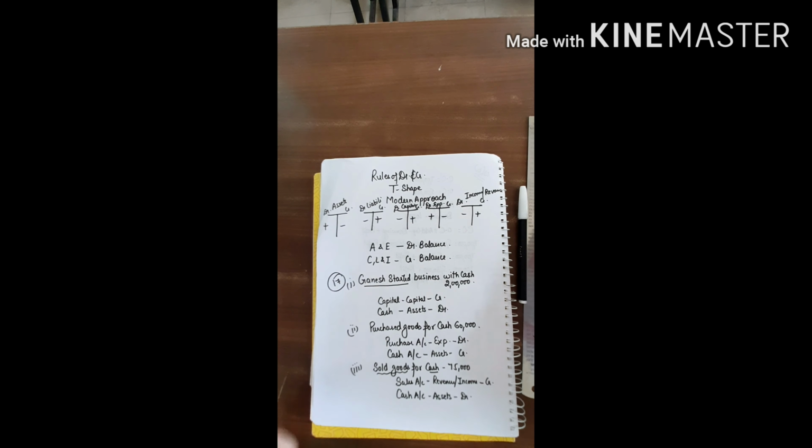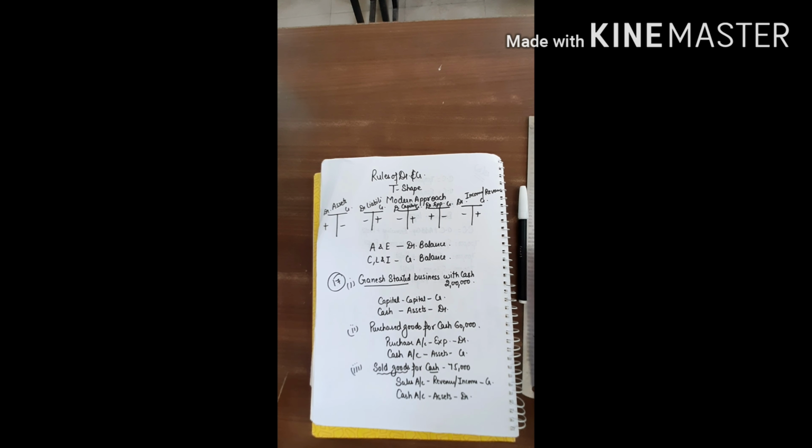Clear? Now, we have already done questions number 15 and 16 orally in the class. Now we will start with question number 17, in which you have to state the nature, find the accounts affected in the transaction, and side by side their nature and their balance. Okay. The first transaction is that Ganesh started business with cash rupees 2 lakh. 2 लाख से business start किया है.